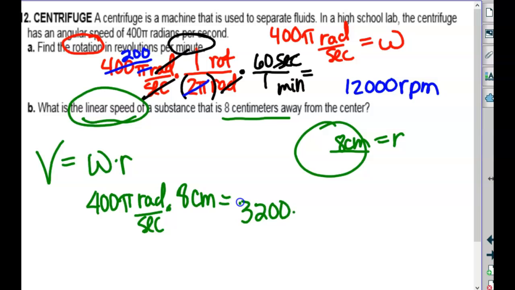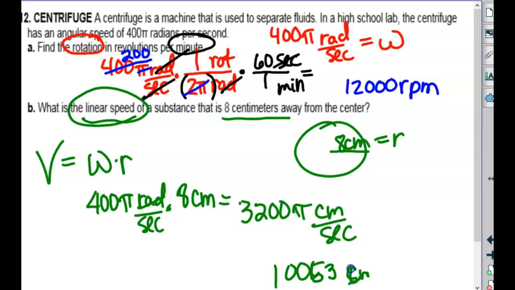This would be 3,200 pi centimeters per second, because magically radians goes away, remember? Or 3,200 pi is approximately 10,053 centimeters per second. Okay, I can't write. Okay, that's a big hot mess.